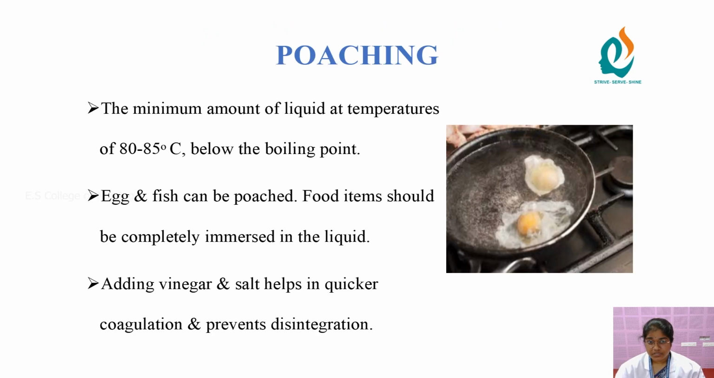In poaching, a minimum amount of liquid is used at temperatures of 80 to 85 degrees Celsius, below the boiling point. Egg and fish can be poached. Food items should be completely immersed in the water. Adding vinegar and salt helps in quicker coagulation and prevents disintegration. You can see in the picture the egg is poached in boiling water.